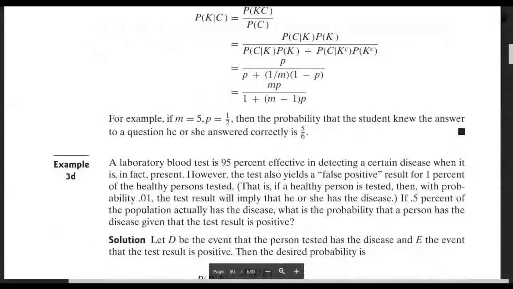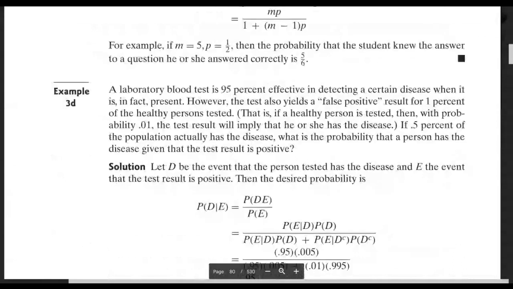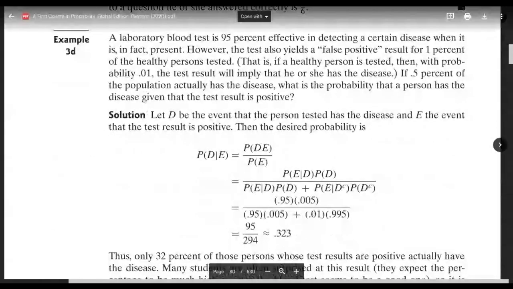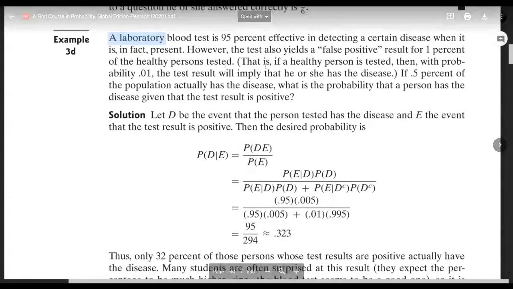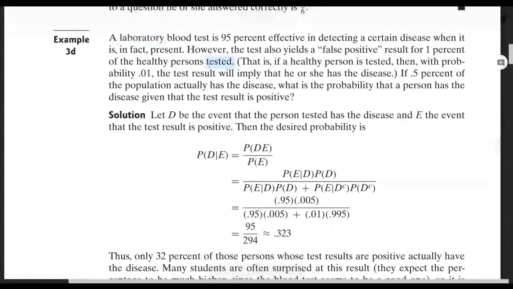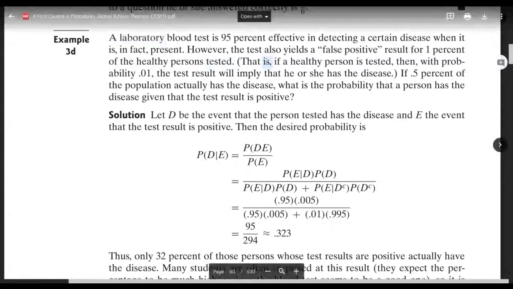All right, let's see the next one, D. A lab blood test is 95% effective in detecting a certain disease when it is in fact present. However, the test also yields a false positive result for 1% of the healthy persons tested. That is, if a healthy person is tested, then with probability 0.01, the test result will imply that he or she has the disease.